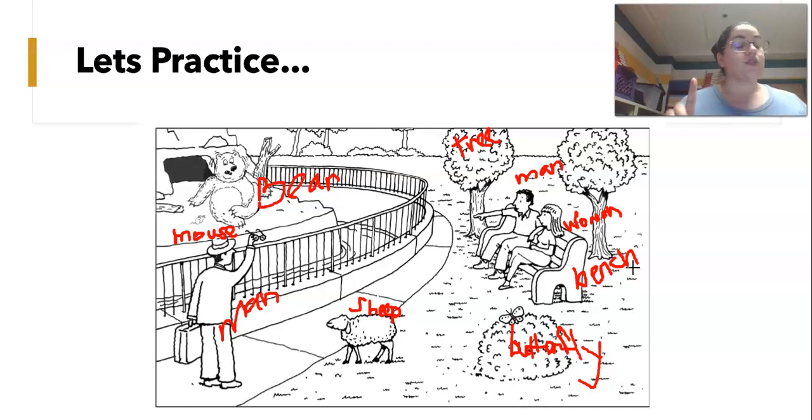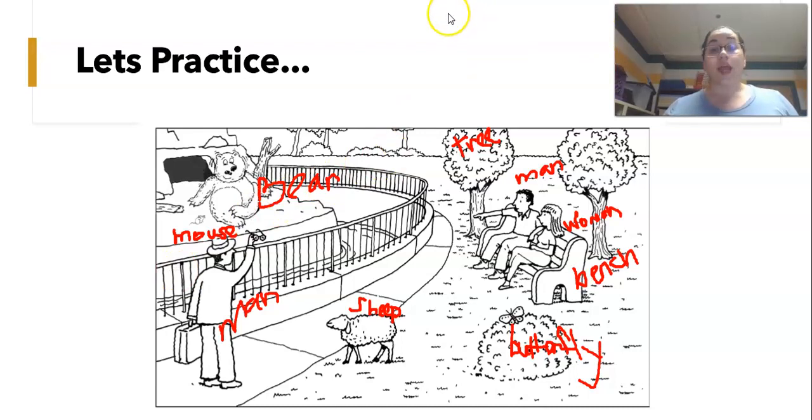Now, if it ends with a Y, the Y changes to I, and then you add ES. Okay, so it's kind of tricky. You guys probably already do it without even thinking about it, right? Because you have practiced a lot with this. You probably just do it without even noticing that you're changing that Y to I and that it's being changed.